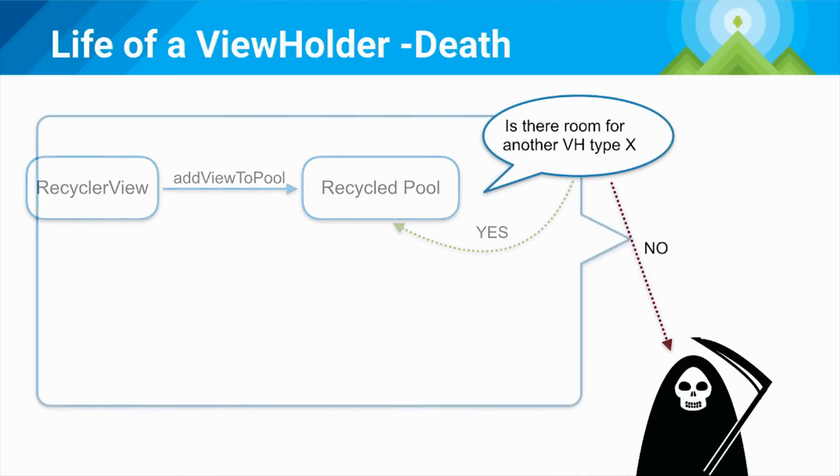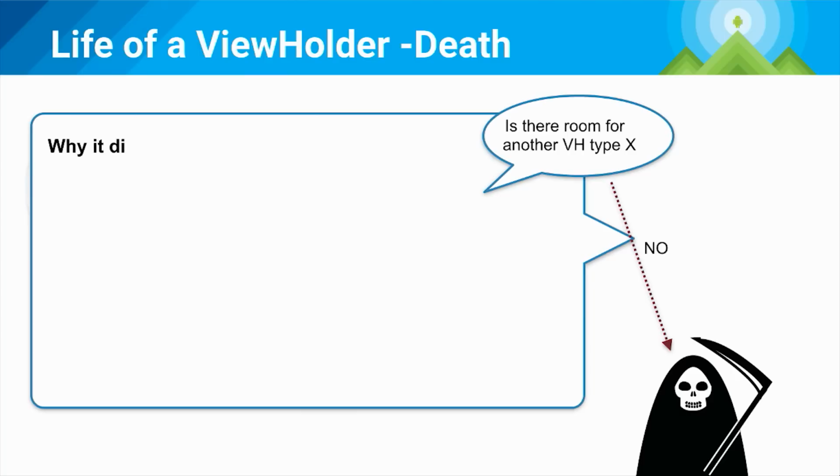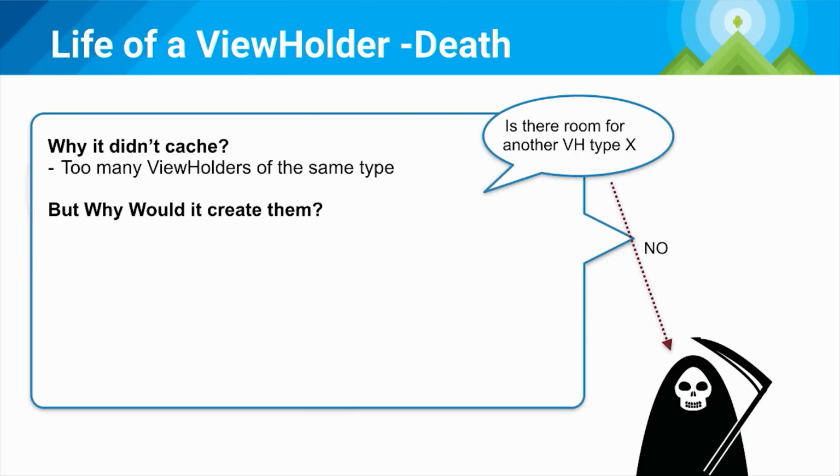So why would this happen? Basically you just have too many view holders at the same time. We already have it, so why would we create too many of them? Why did it create one instead of using the existing one? Well, a common case where this happens is when you're animating too many of your views through cross-fade, which is change animations.